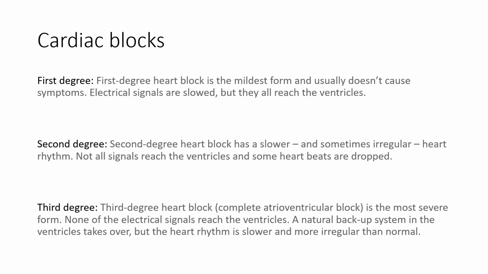The third degree, these are the really serious ones. This is a complete atrioventricular block. So if you remember, when it's going from the atria to the ventricle, that atrioventricular node is blocked. And this is the most severe form. So none of the electrical signal reaches the ventricles. A natural backup system in the ventricles takes over, but the heart rhythm is going to be a little slower and more irregular than normal.